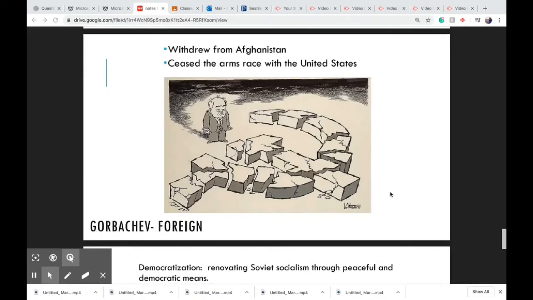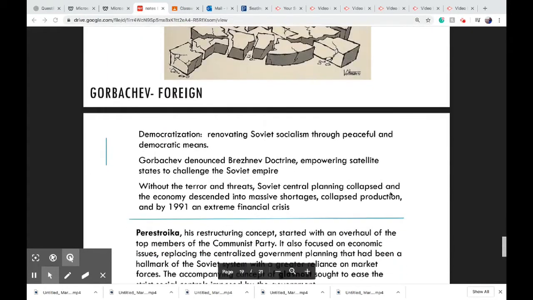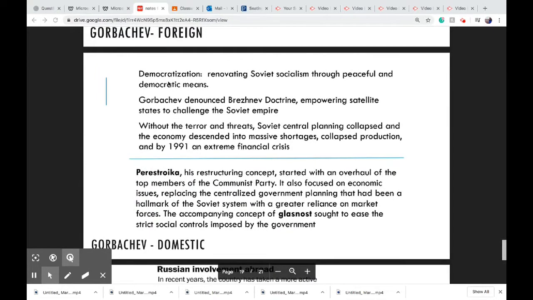Gorbachev's foreign policy: he withdrew from Afghanistan, ceased the arms race with the United States, and made really any effort he could to restore relationships between East and West, between the Soviet Union and the United States, and effectively end the Cold War by dissolving that Soviet bloc. Domestically, this meant initiating a very intense process of democratization, moving more toward a democratic system rather than a socialist system, denouncing the Brezhnev Doctrine, and therefore enabling satellite states or members of the Soviet bloc to challenge Soviet rule and eventually become their own independent states, separating themselves from the Soviet Union.